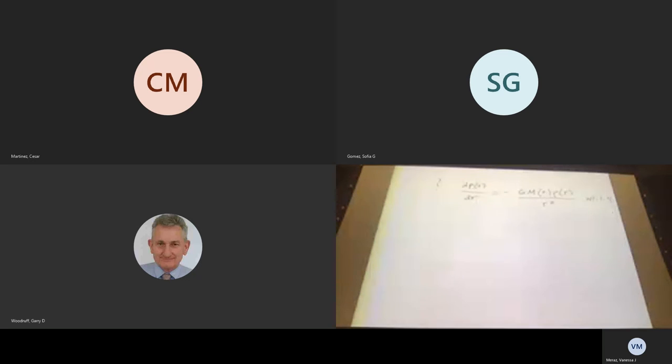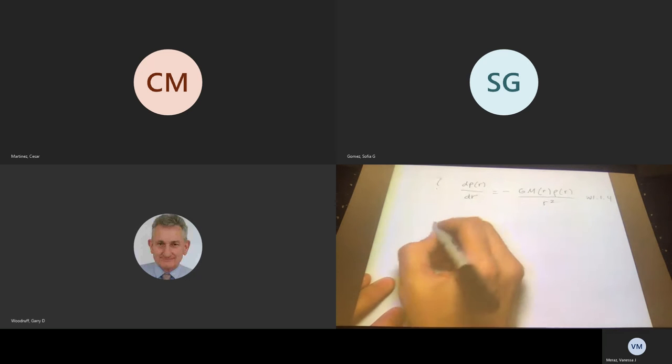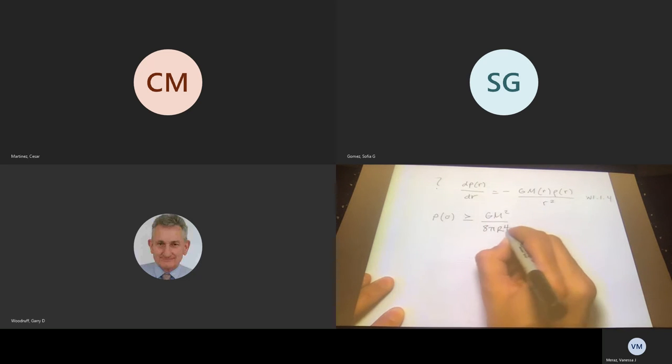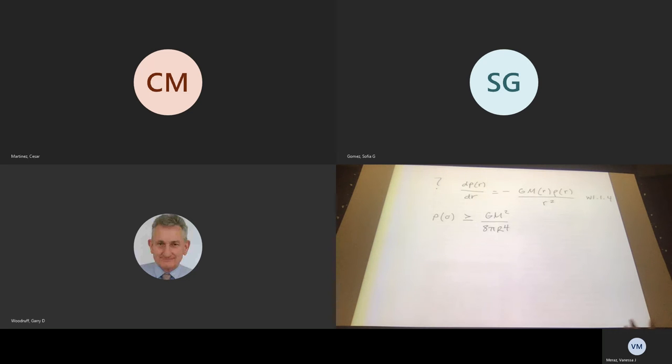And the other one that was important, eventually we got to this one. So the pressure at the center of that sphere has to be greater than or equal to that expression: the gravitational constant, mass squared, 8 pi times radius to the fourth. And then I had a few examples, the sun, the earth, and a neutron star. And you can see that this inequality holds.